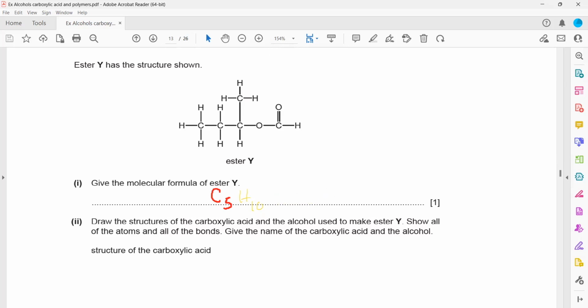When you are writing a molecular formula, you just identify how many hydrogen, how many carbon, and how many oxygen are there. So when I write a molecular formula, I count 1, 2, 3, 4, 5 carbon. So C5. How many hydrogen? 1, 2, 3, 4, 5, 6, 7, 8, 9, and 10. H10O2. This is one way of writing a molecular formula.